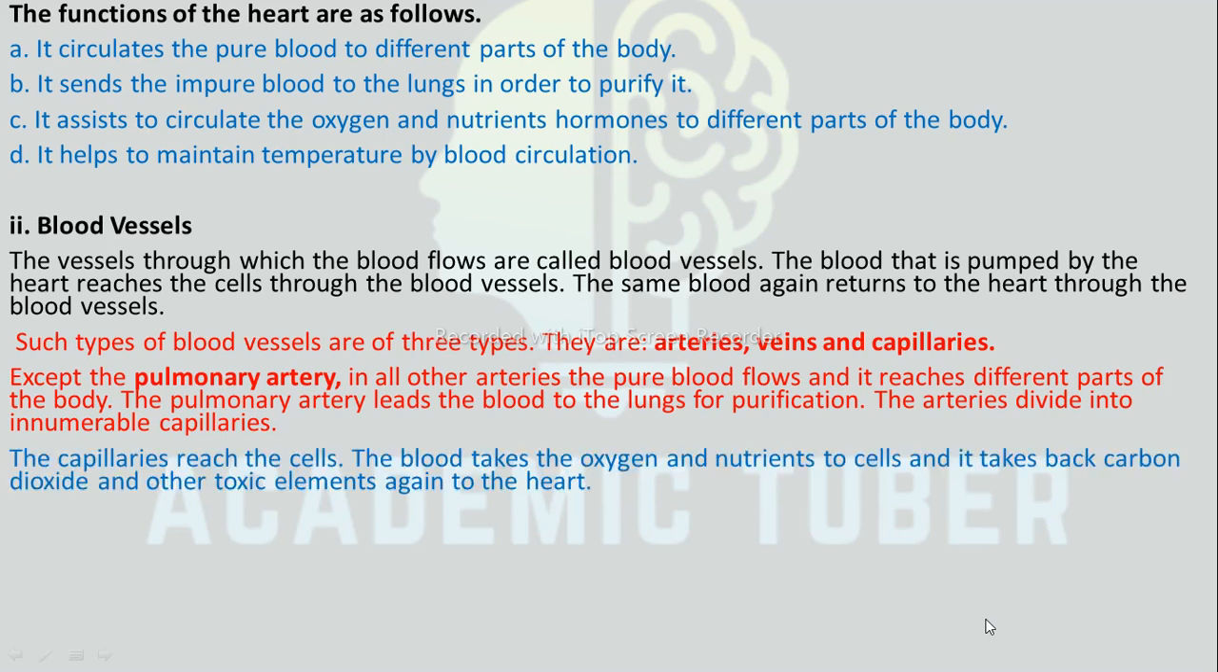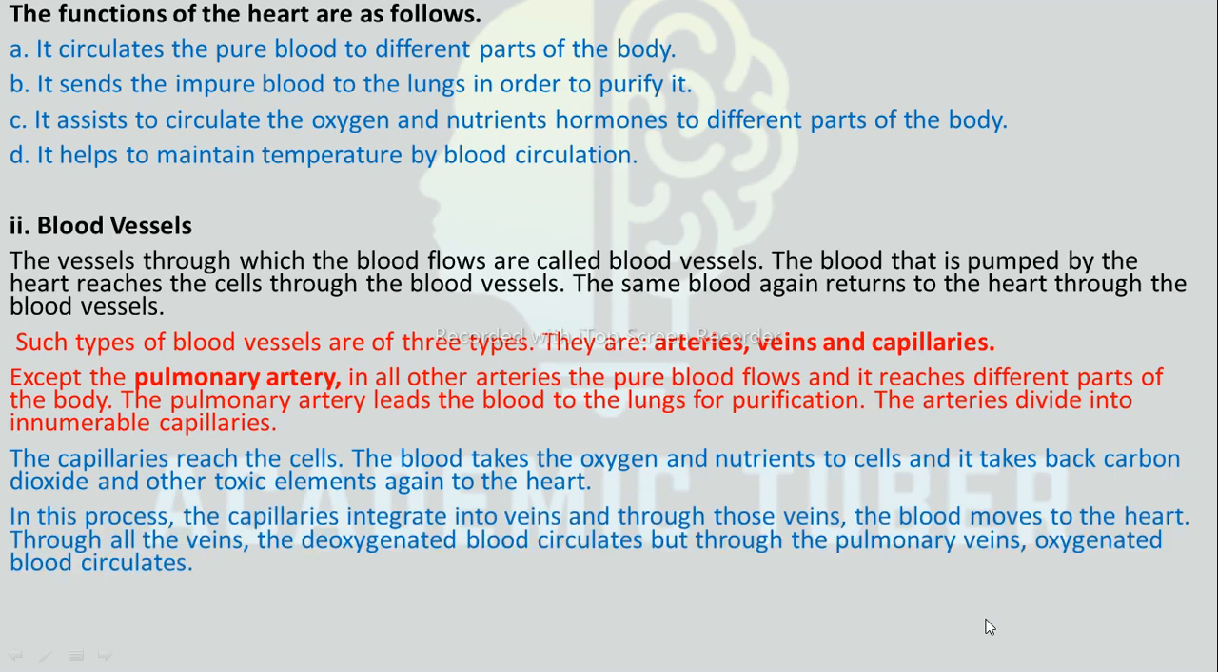The blood takes the oxygen and nutrients to the cell, and it takes back carbon dioxide and other toxic elements again back to the heart. In this process, the capillaries integrate into veins, and through those veins the blood moves to the heart. All the veins carry deoxygenated blood except the pulmonary veins, which carry oxygenated blood.